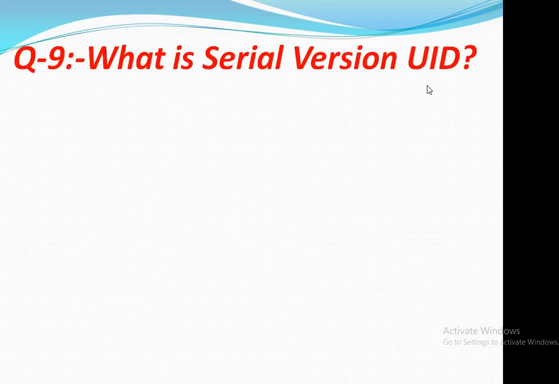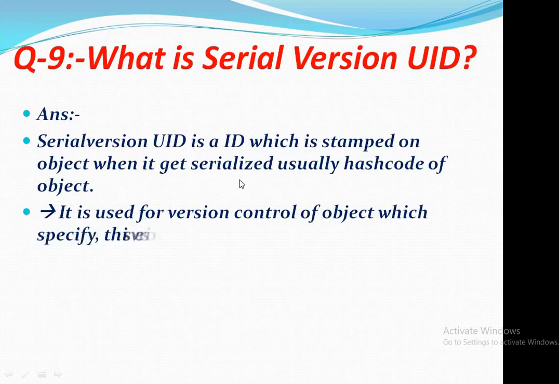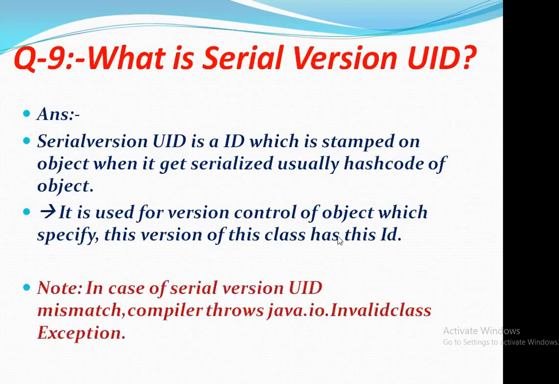Next question is, what is serialVersionUID? The serialVersionUID is an ID which is stamped on an object when it gets serialized, usually the hash code of the object. It is used for version control of the object, which specifies that this version of this class has this ID.